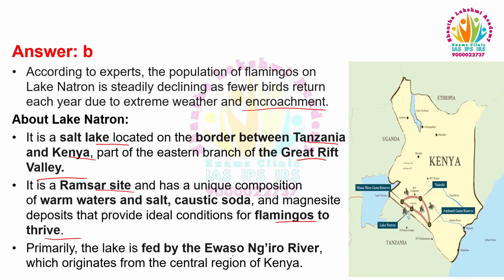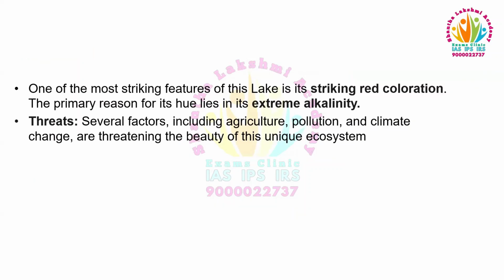Primarily, the lake is fed by the Ewaso Ng'iro River, which originates from the central region of Kenya. One of the most striking features of this lake is its red coloration. The primary reason for its hue lies in its extreme alkalinity. Threats: several factors including agriculture, pollution, and climate change are threatening the beauty of this unique ecosystem.